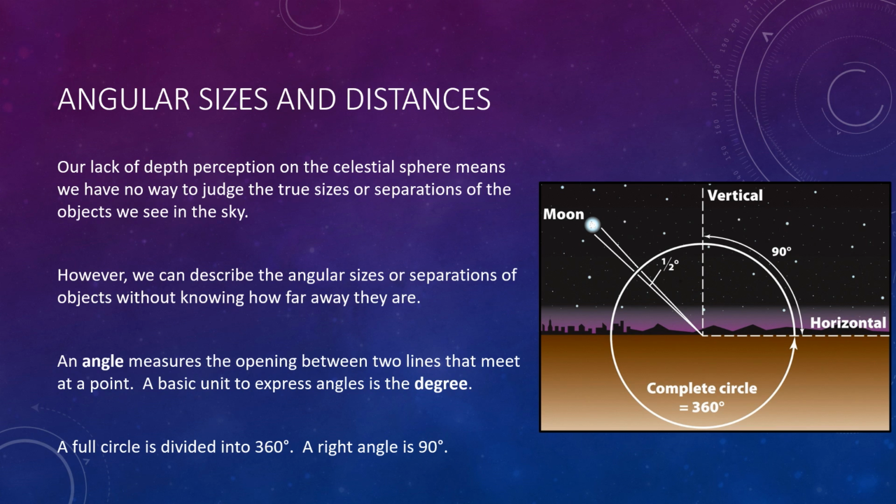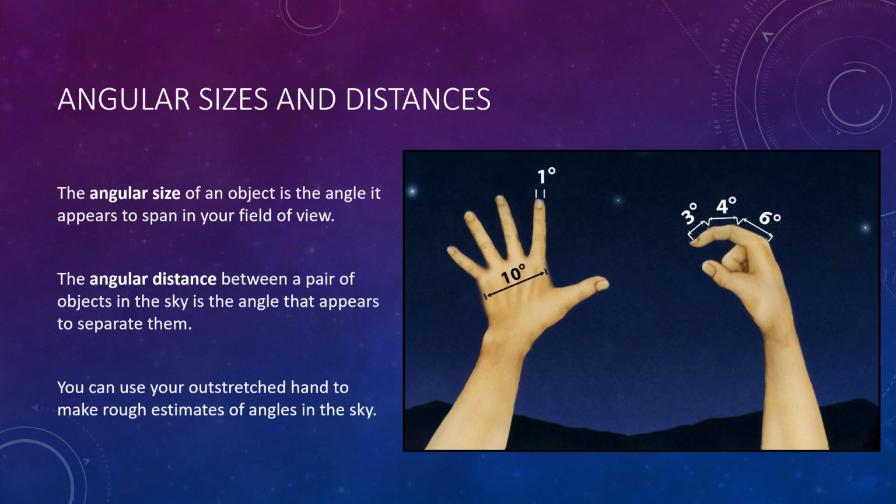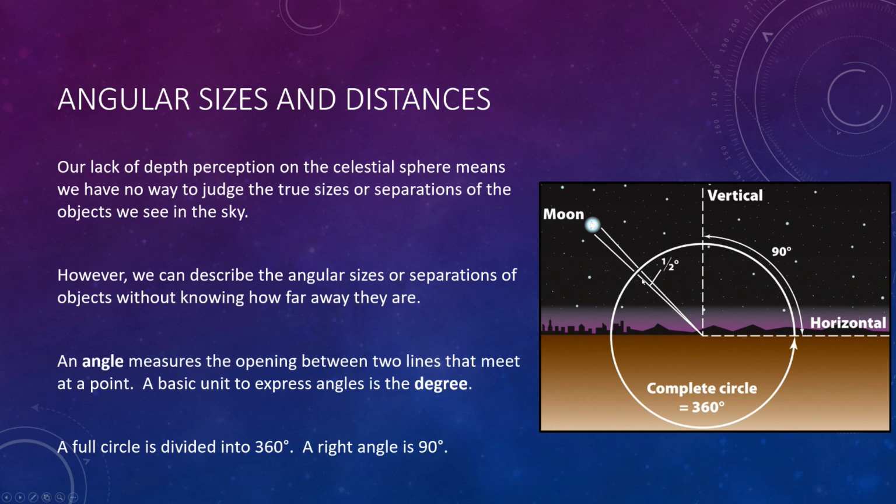So the angular size of an object is the angle it appears to span in your field of view. I'm going to go back and forth between these slides as we discuss this idea. For example, the angular size of the sun and moon are each about half of a degree. So if we go back to here, here's the angular size of the moon. It appears to take up an angle of half of a degree. And although we know that the sun is much larger, it's also much further away. So surprisingly, it actually takes up about half a degree in the night sky as well.